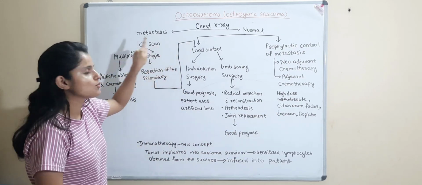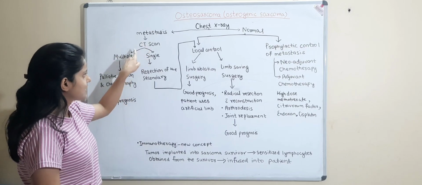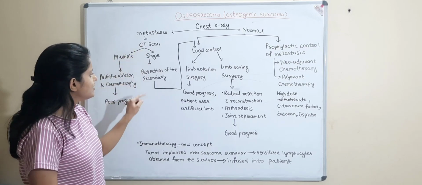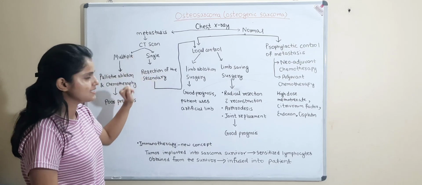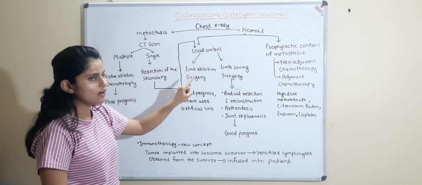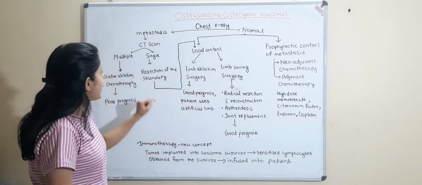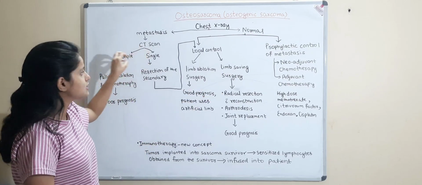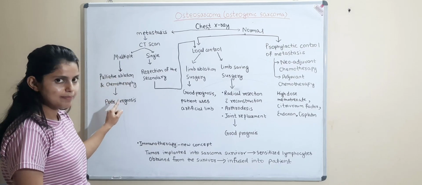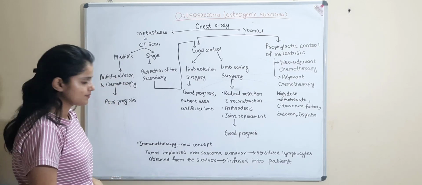If chest X-ray shows metastasis, then CT scan is done, and in CT scan, if there is a single metastasis, then we do resection of the metastasis and local control of the tumor by limb ablation surgery or limb saving surgery. And if on CT scan there are multiple metastases, then we do palliative ablation and chemotherapy, which has poor prognosis.